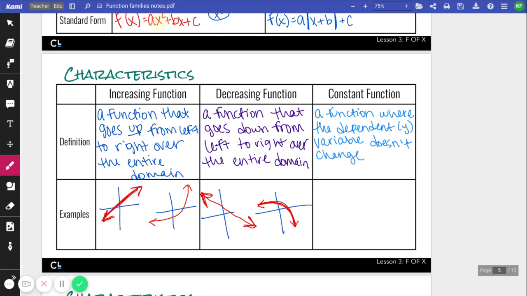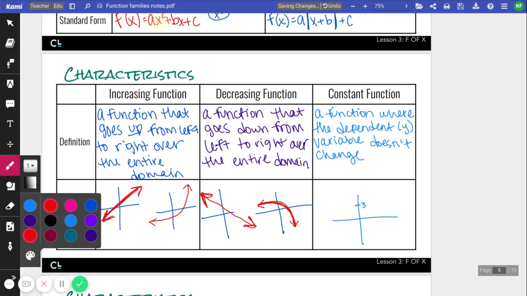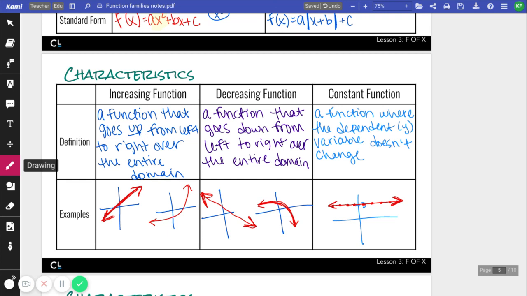So that means, for example, let's say I'll use a y value of 3. A constant function is going to look like this, a horizontal line that goes through a certain y value. As I trace and find points on this function, I notice everywhere across that line, the y value is 3. It never changes. So that's what makes a constant function. So constant means y value doesn't change.